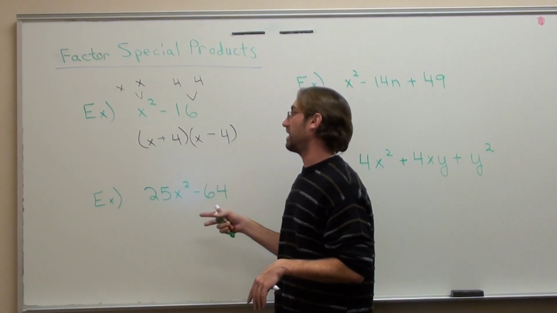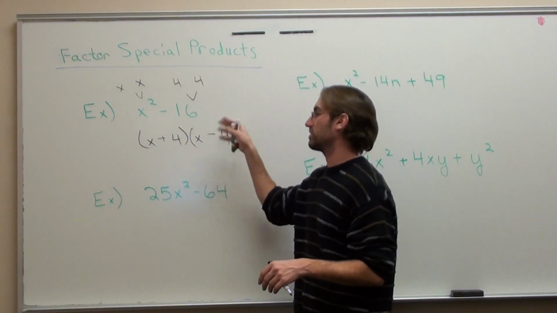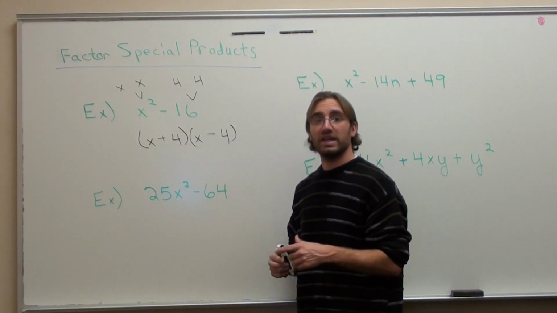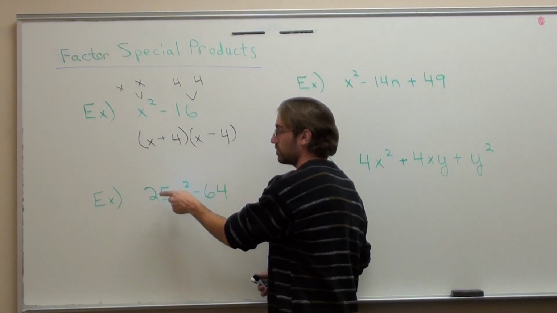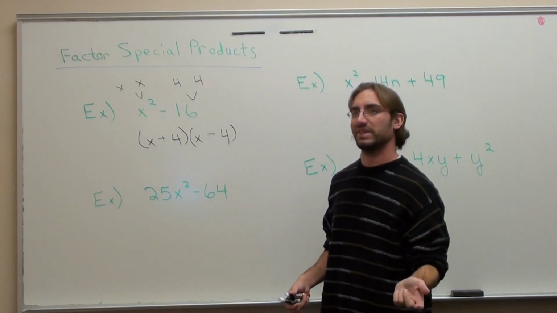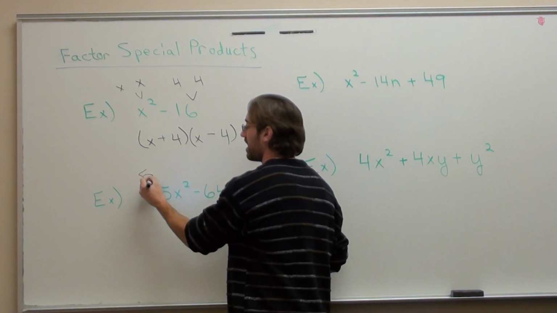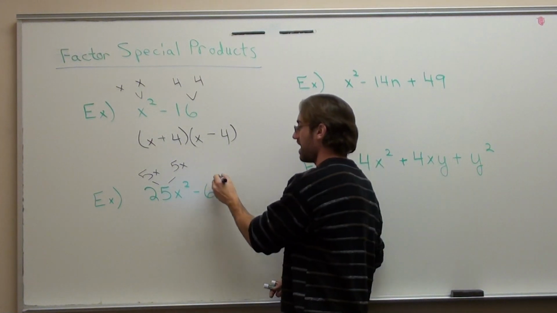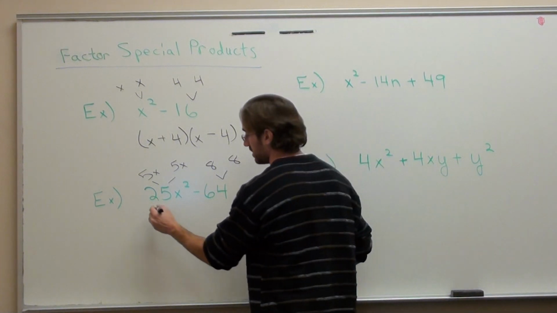This is a special type of product. Basically it's x plus a number, x minus a number, or variable something, variable something, but one's a plus, one's a minus. Same thing here. Is this a difference of two perfect squares? And the answer is yes. First of all, it's a difference. There's two terms. 25 is perfect because 5 times 5 is 25. 64 is perfect because 8 times 8 is 64. x times x is x squared. So this is 5x and 5x. This one's 8 and 8. And since the last term is negative, one's a plus, one's a minus.